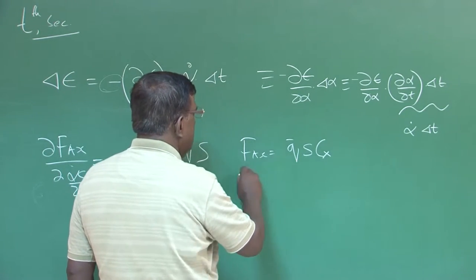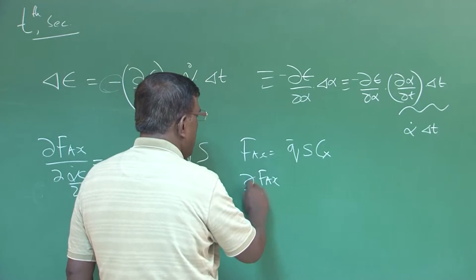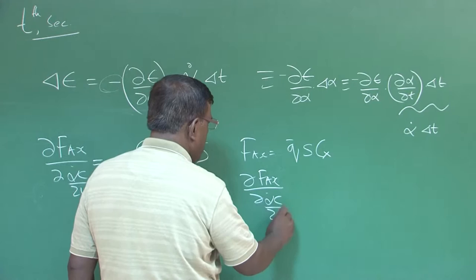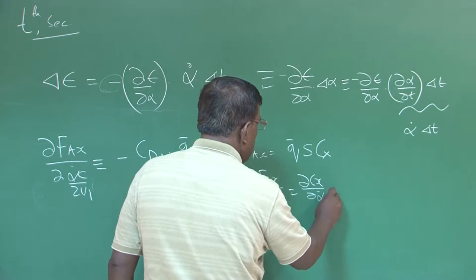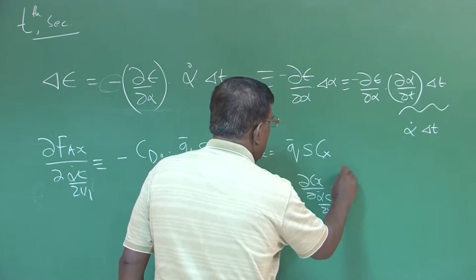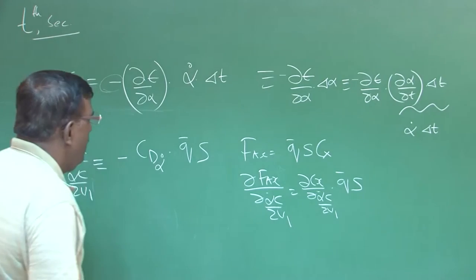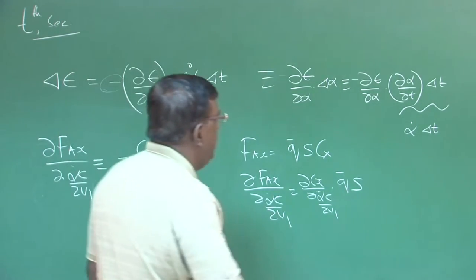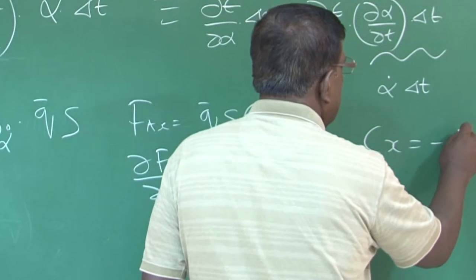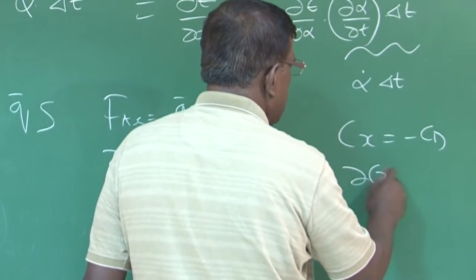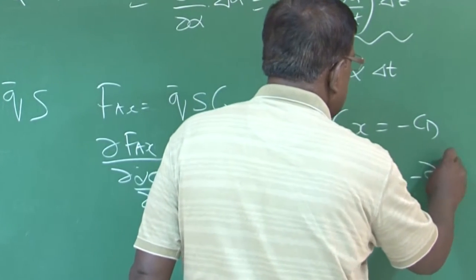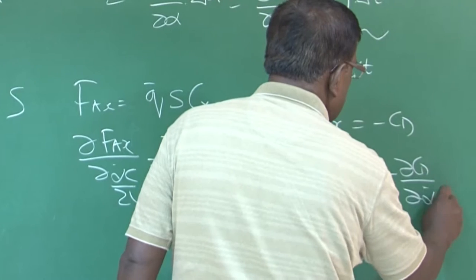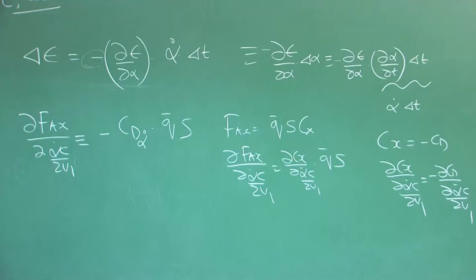And CX, so dFAx by d alpha dot C by 2 U1 will be dCX by d alpha dot C by 2 U1 into Q bar S. And you know approximately CX equal to minus CD, so dCX by d alpha dot C by 2 U1 is nothing but minus dCD by d alpha dot C by 2 U1. That is how this CD alpha dot is coming here.